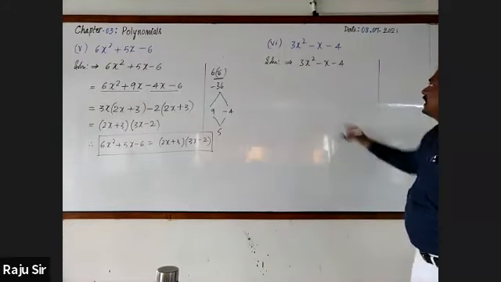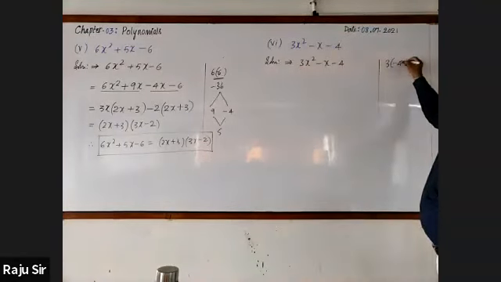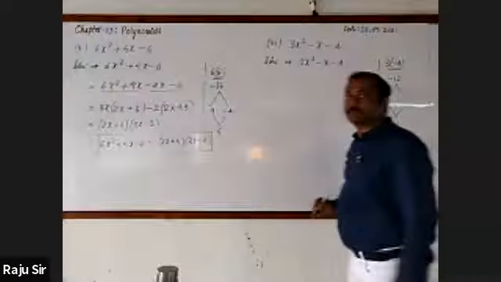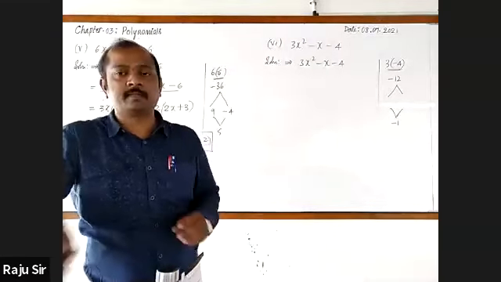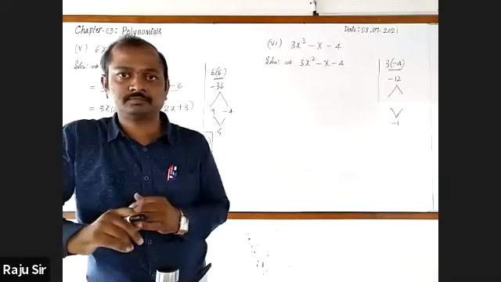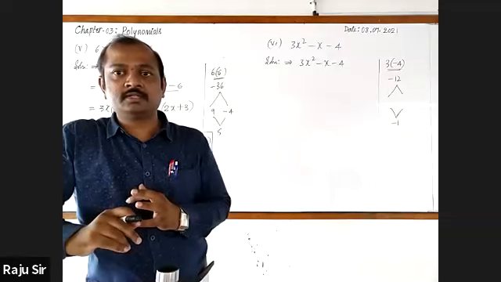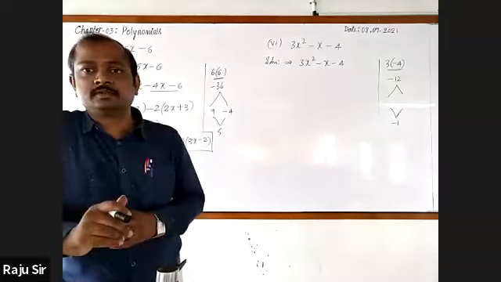Multiply first and last term. Here it is 3 and this is minus 4. 3 into minus 4 is minus 12. And the middle term is minus 1. Could you tell the factors? Tell the factors.